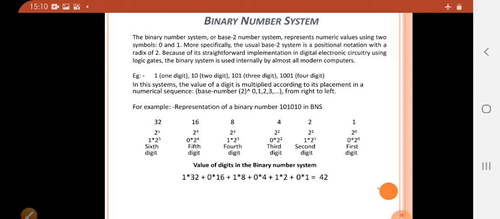Now we will study the next topic, and the next topic is the octal number system. The octal number system is very important in digital computer work. The octal number system has a base of 8, meaning that it has 8 unique symbols.